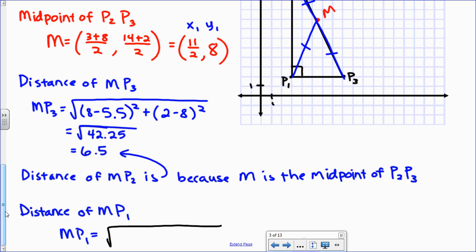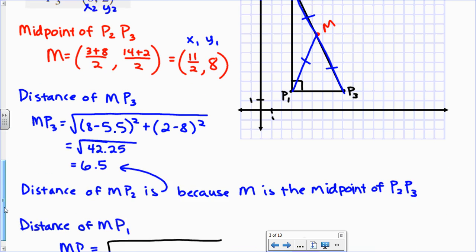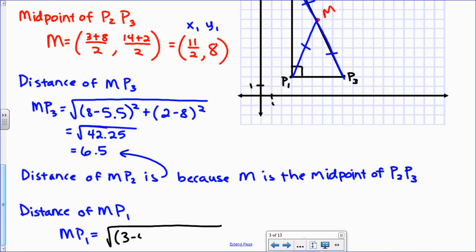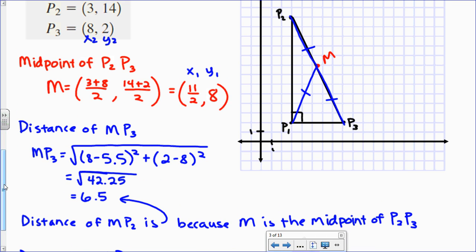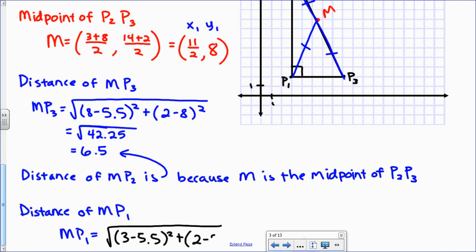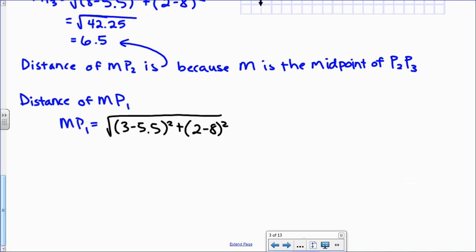Okay, so when we write this out, 3 minus 5.5 squared plus 2 minus 8 squared, again, should give us 6.5. Okay, so I verified that the midpoint is equidistant.